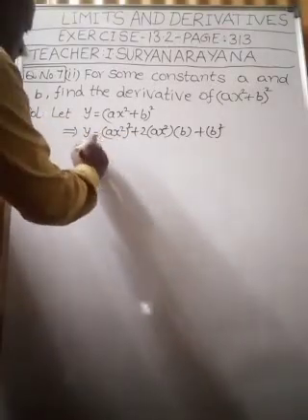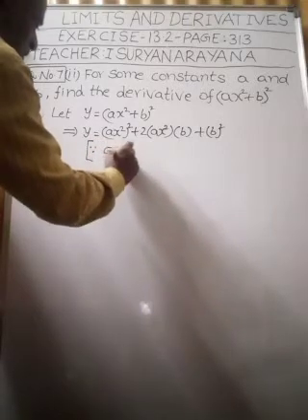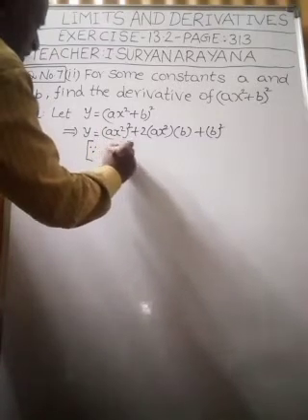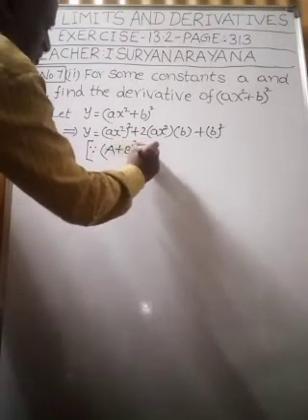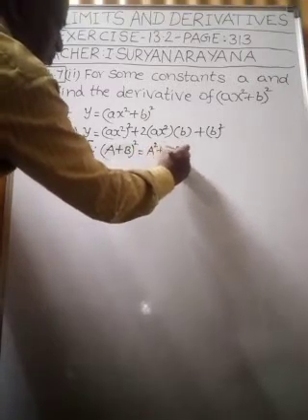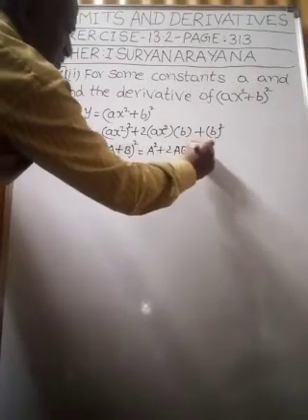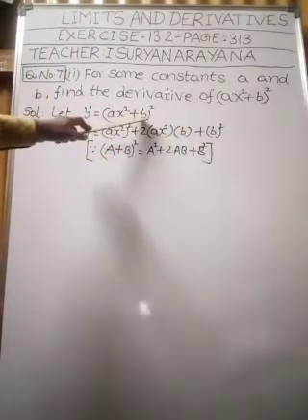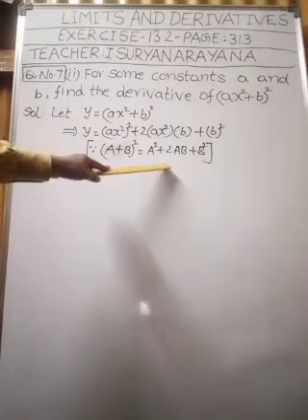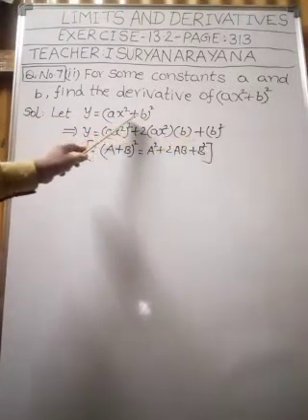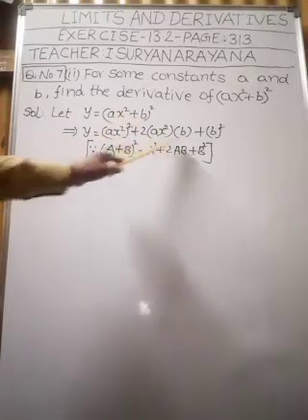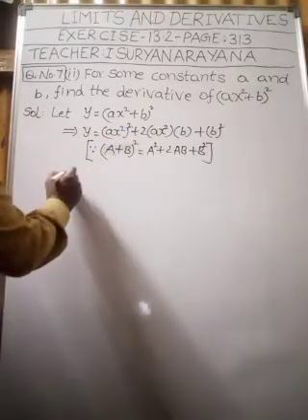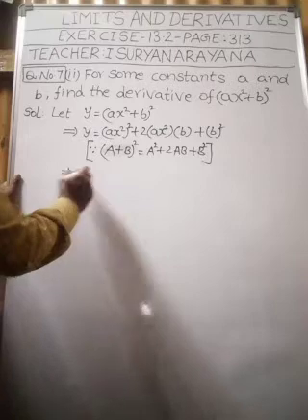By using this algebraic identity, (A plus B) whole square is equal to A square plus 2AB plus B square, where capital letter A is equal to ax square, and capital letter B is equal to small letter b. By using this algebraic identity, I expanded this algebraic expression. Understood this step? Now let us simplify each and every term. This implies y is equal to.